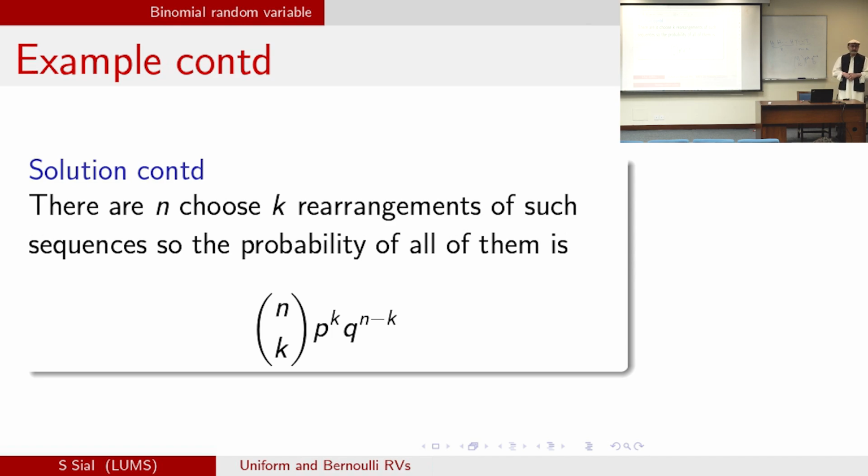Okay. And this works. We've used p and q. P is the probability of an H, q is the probability of a T. So it works for an unfair coin also. Right?